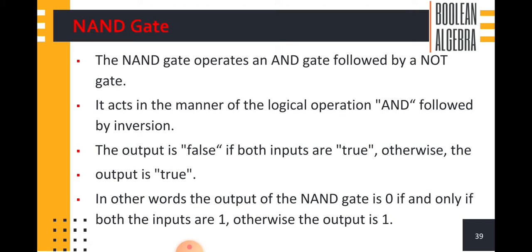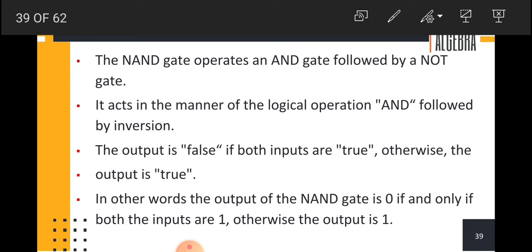The output is false in the NAND gate if both the inputs are true, otherwise the output is true. In other words, the output of the NAND gate is 0 if and only if both the inputs are 1. Otherwise the output is 1. That is, when both inputs are true, the NAND gate gives output false. If the inputs are not both true, then we get the output true.